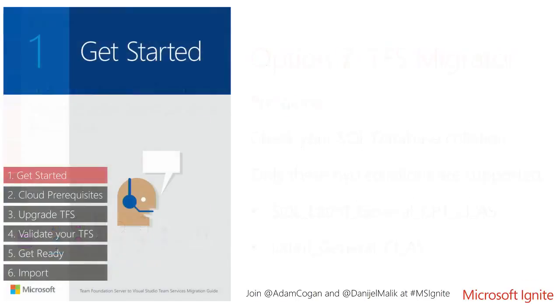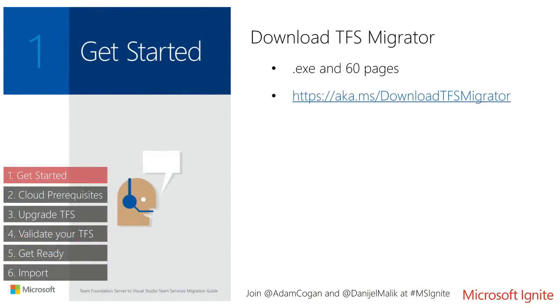Good. All right. So you've got to download this thing from the Microsoft site. It's an exe and a document, and the document is a long document. If you look on the left-hand side, the whole document is divided into 6 sections: getting started, the prerequisites, upgrade your TFS, validate your TFS, get ready, and then import. That's kind of the way Daniel took me through it. This is what's going to be involved.